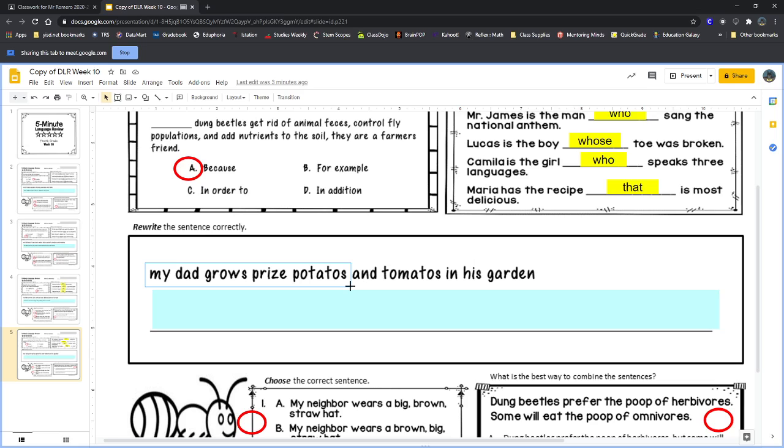That part is a complete sentence. But the next part, tomatoes in his garden, is not a complete sentence on its own. I can't put the comma there because I don't have two sentences that I'm combining. The reason they have and is because they're telling me about two different things that he's growing. He's growing potatoes and he's growing tomatoes.